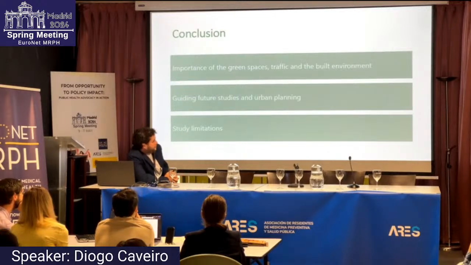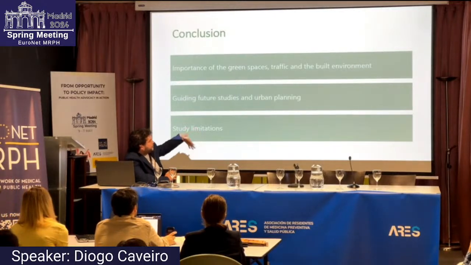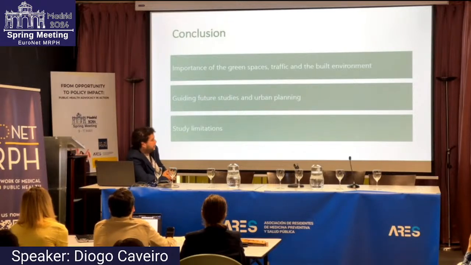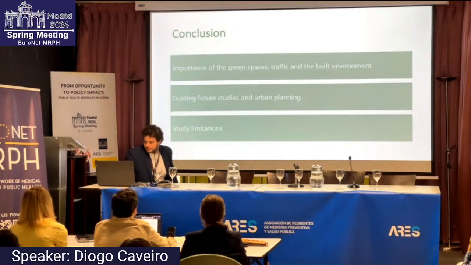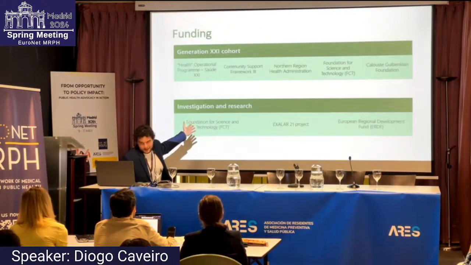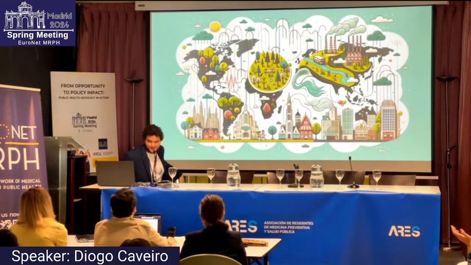We can conclude about the importance of the green spaces, the traffic and the built environment for diagnosis of asthma. This could guide future studies about this and urban planning regarding optimizing the streets and building more green spaces. But this study isn't without its own limitations, as some of the geospatial data didn't have really high precision, and our model didn't have a really good ROC AUC value. The acknowledgements, the funding for this study. Thank you, everyone.